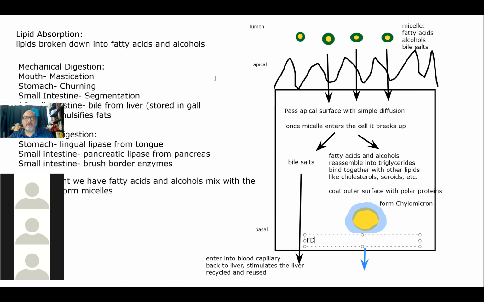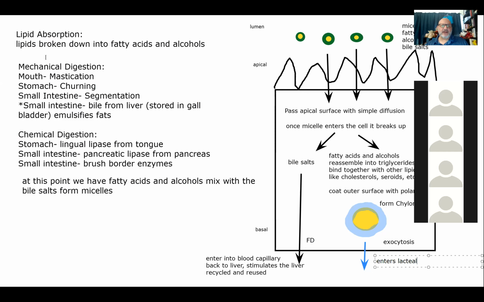Now, two more things. Once this chylomicron is released from the cell via exocytosis, which type of capillary does it enter? Lacteals. Excellent. It is going to enter into a lacteal. And luckily, we learned about the lymphatic system, so we can trace the pathway back to the heart, starting from that lacteal in the small intestine.